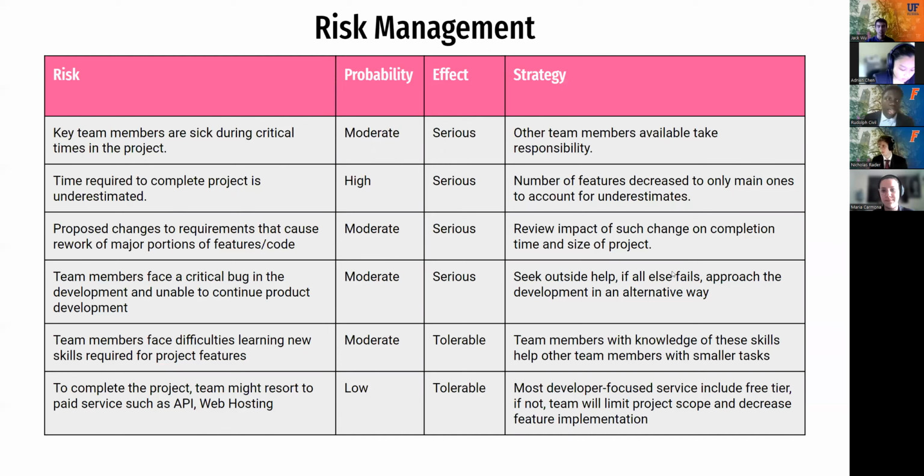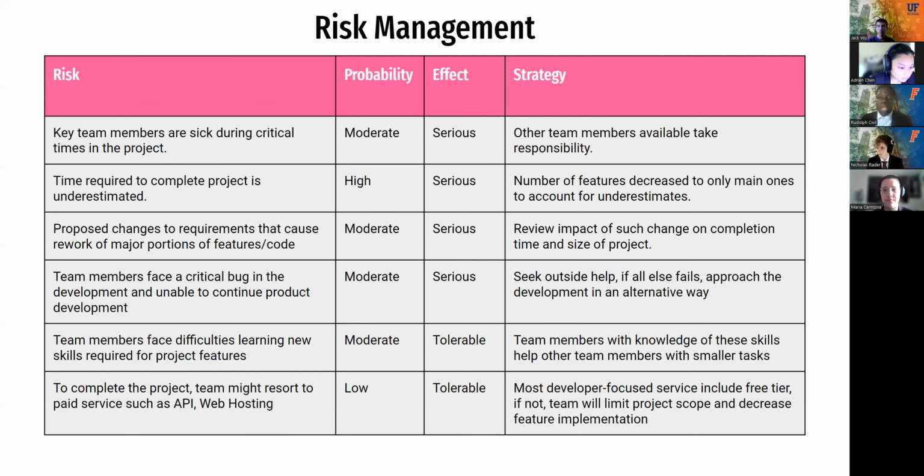The risk management that we have, the first one is key team member, and this is actually crucial. If a team member is sick and can't work on the project, that's a moderate probability, and it would be serious because we need as much help as we can, as many hands as we can. And time is also one of the reasons that we have the product backlog, actually, just to maximize on time.